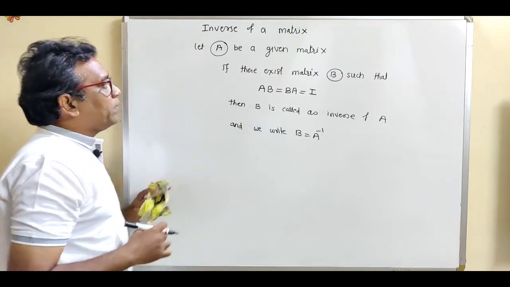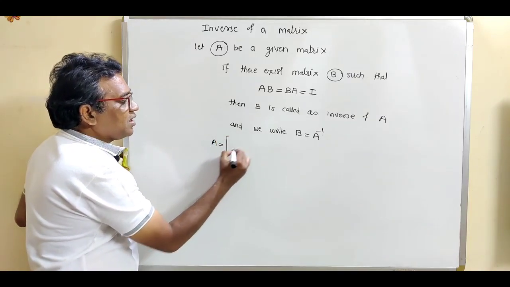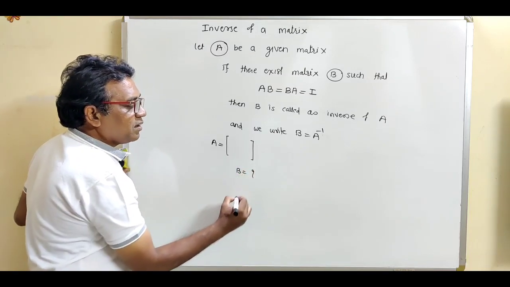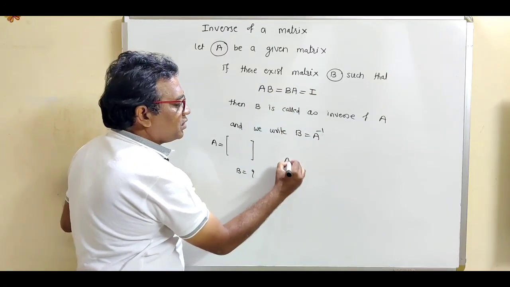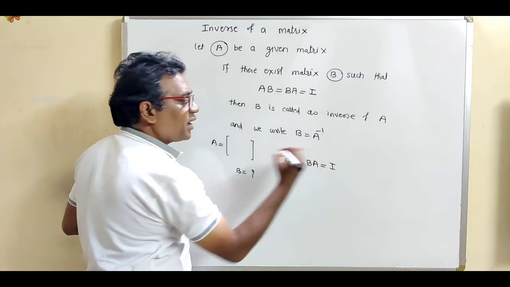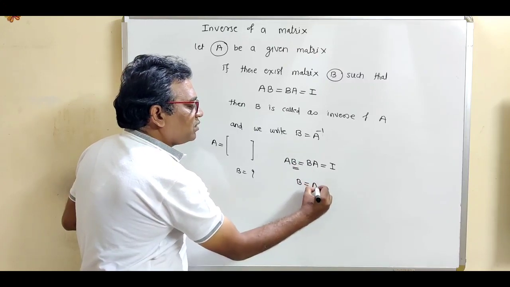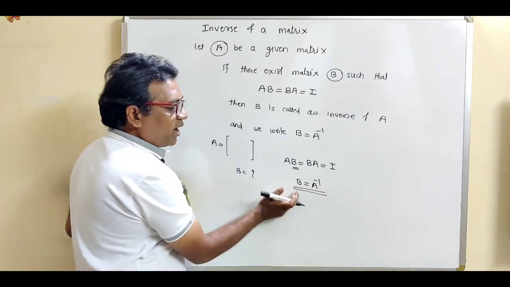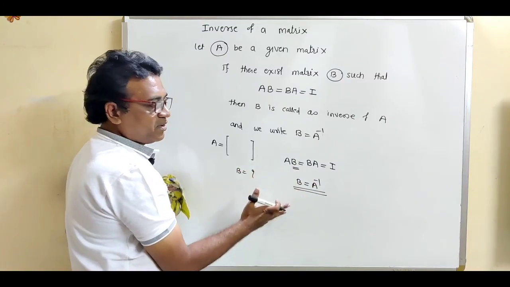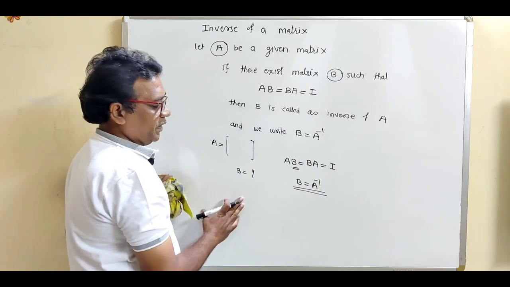So see what is the definition of inverse of a matrix. If A is the given matrix, and you find the matrix B having this condition, the product AB is equal to BA is equal to identity matrix I, then this second element B is called the inverse of the first element, and we write B is equal to A inverse. They are called inverses of each other. B is called the inverse of A, or we can write A is called the inverse of B.